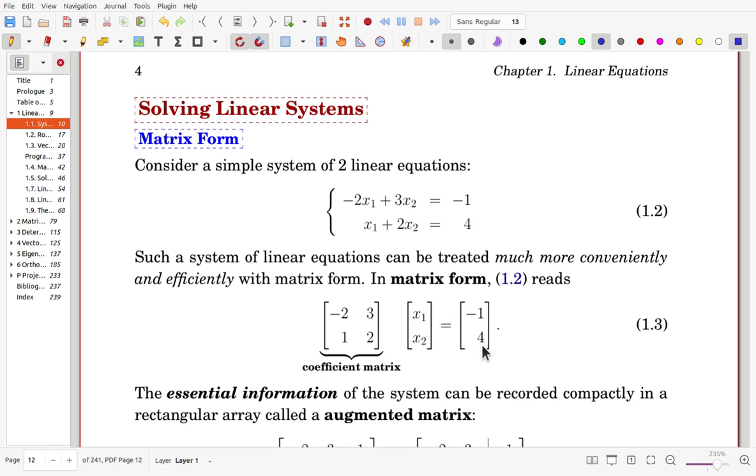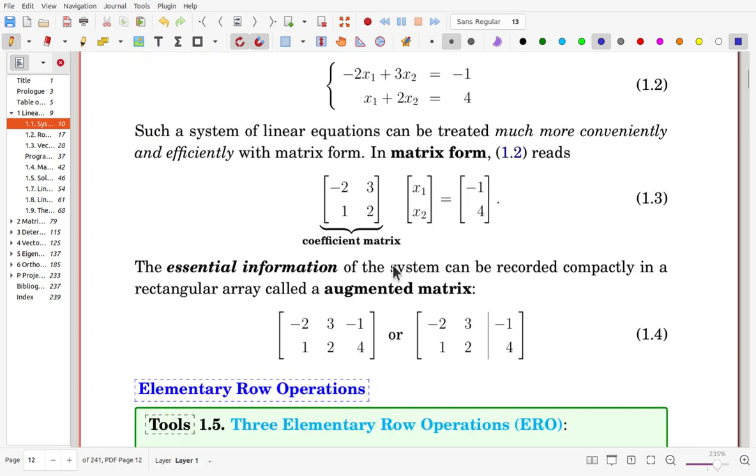So once we write it down in this way, in many cases it is much more convenient and effective. Here, in this system in matrix form, the essential information is in the coefficient matrix and the right side. So we collect them into this augmented matrix. The first two columns are from the coefficient matrix, and the last column is coming from the right side.